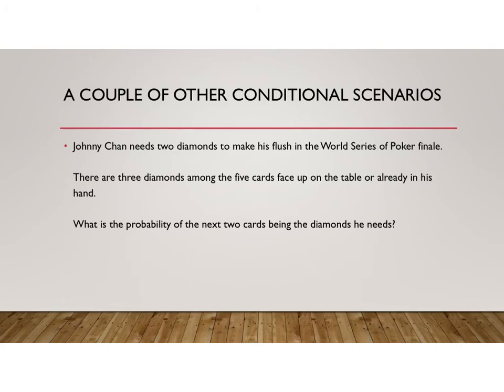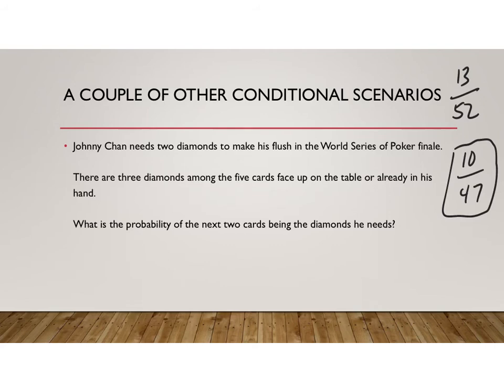And so what we know is when we have this deck to begin with, there are 13 diamonds out of 52 cards. But we see that there are 3 diamonds face up out of the 5 cards that are face up total. So that means 10 out of the 47 cards left are diamonds.